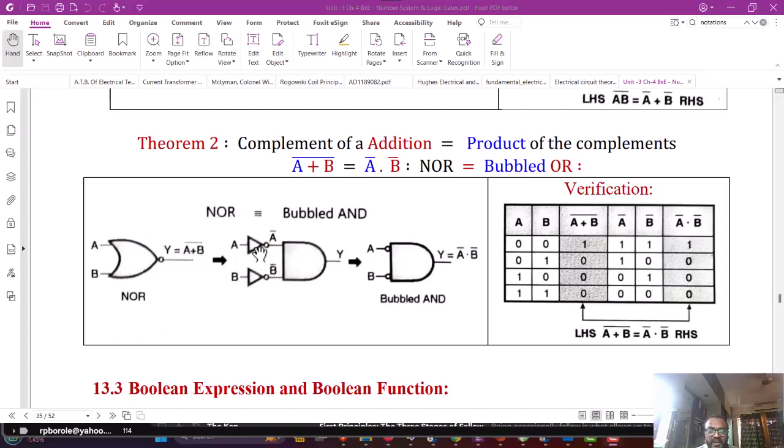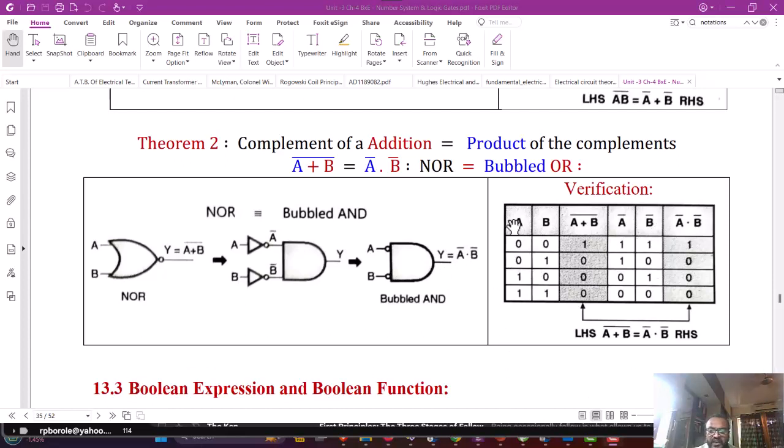Here this bubble can be shown in the third figure. The inverter is pushed inside and the bubble is shown at the input. So that is equivalent to an inverted input AND gate. Let us verify the second theorem.